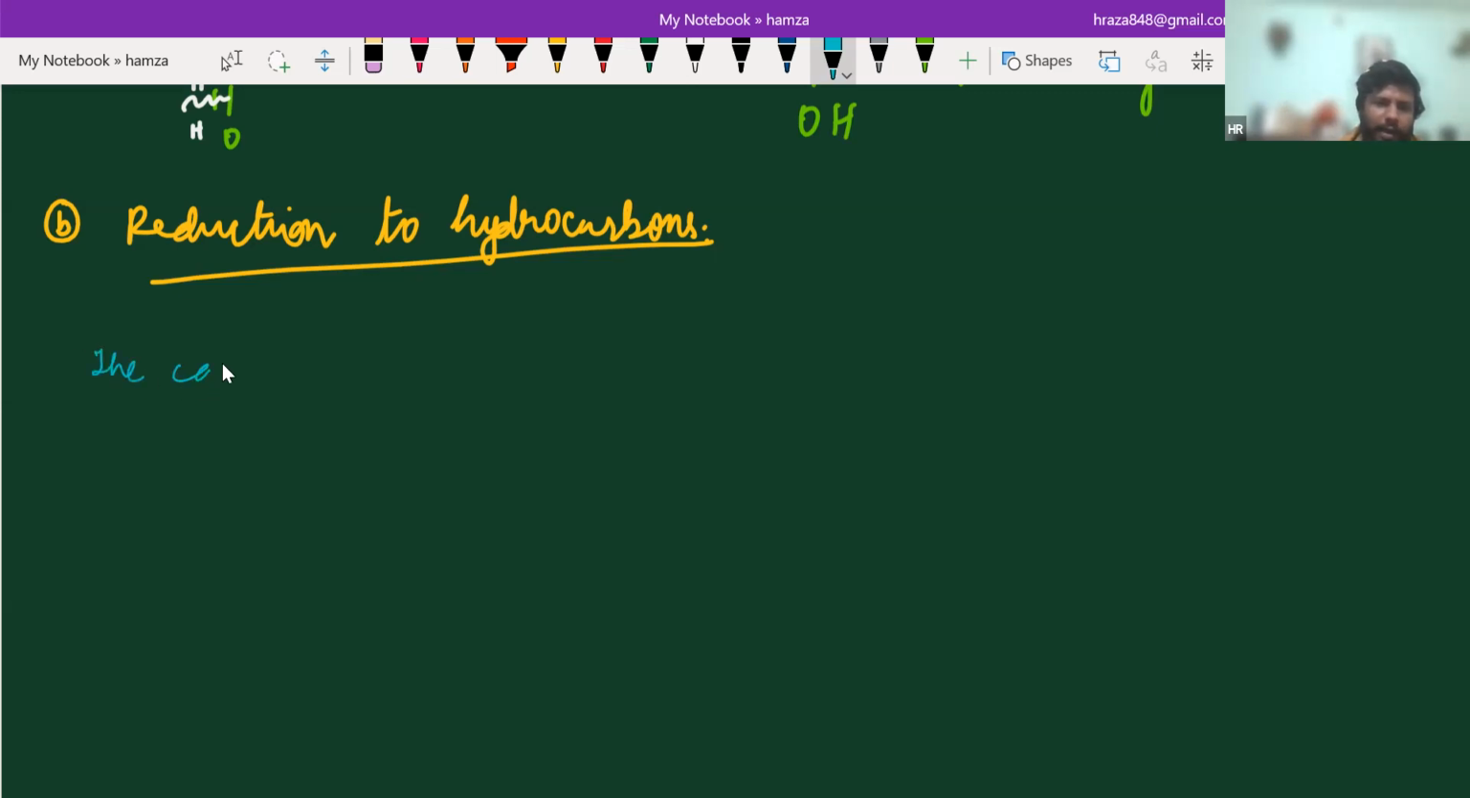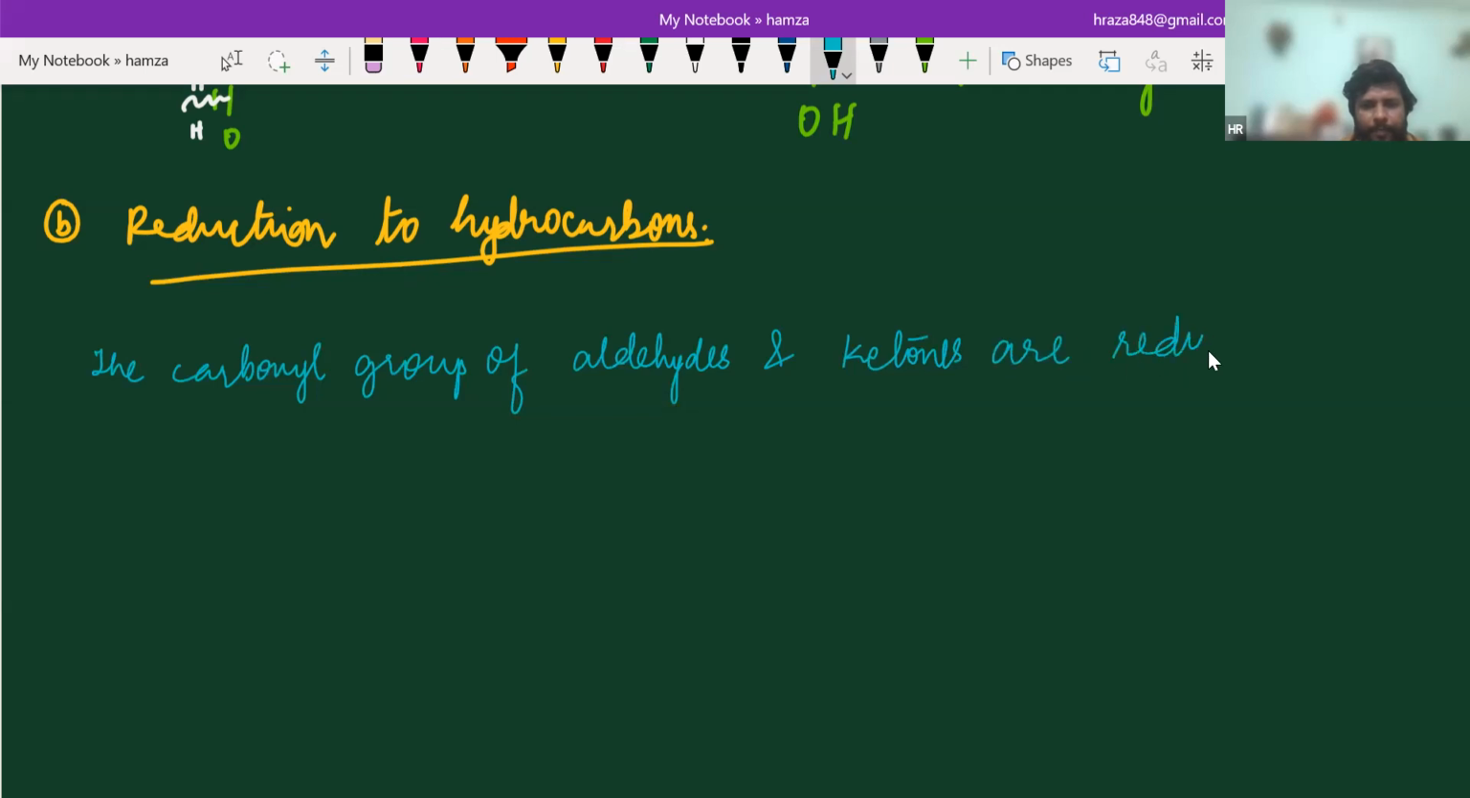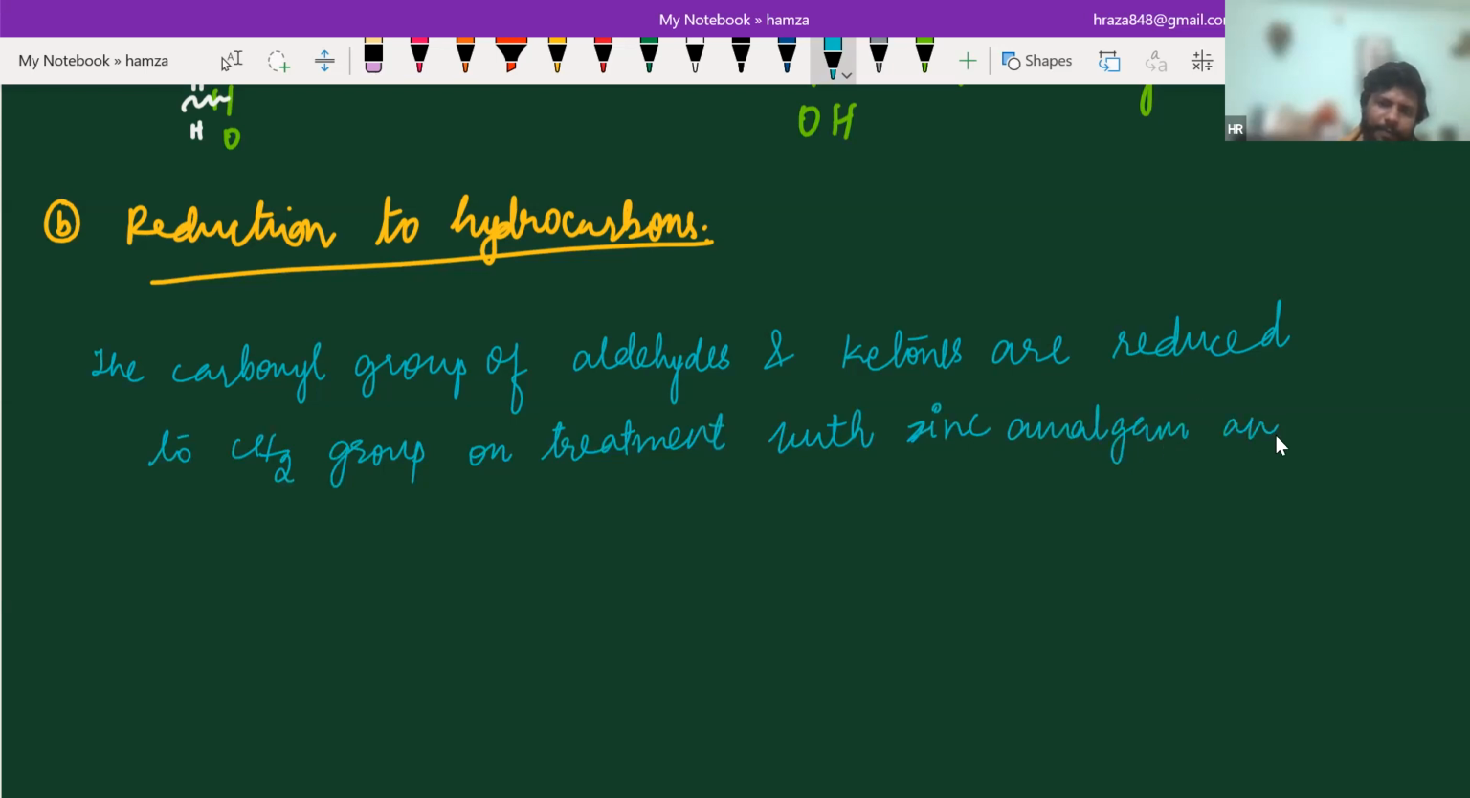So I'm going to write the carbonyl compound. Write with me. The carbonyl group of aldehydes and ketones are reduced to CH2 group on treatment with zinc amalgam and concentrated hydrochloric acid.